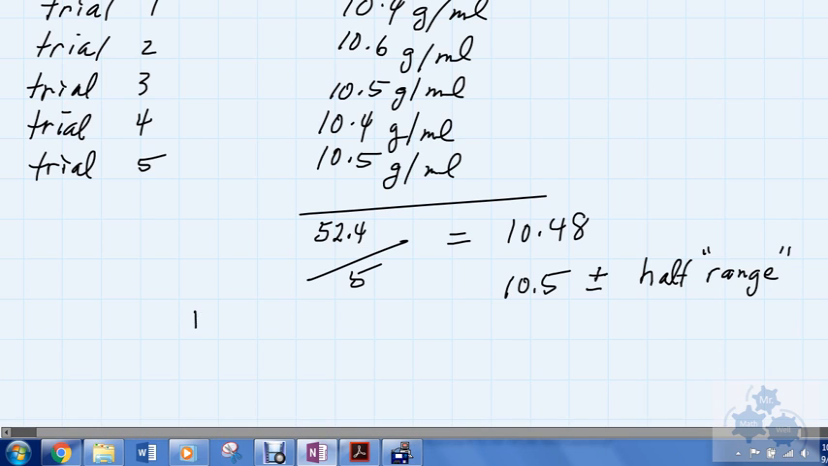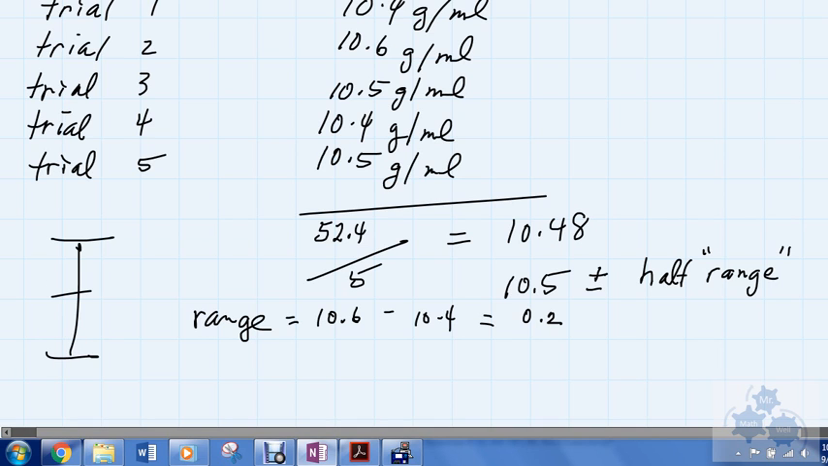So in here, what's our largest measurement? 10.6. What's our smallest measurement? 10.4. What's the difference? 0.2. So that's the range from the smallest all the way to the top. The average would be in here somewhere.